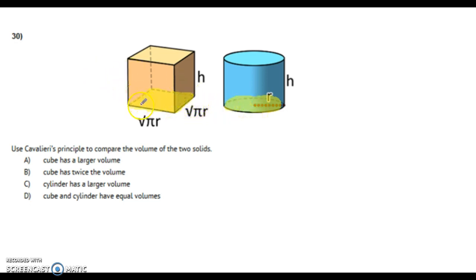So first I'm going to go over here to the cube. Each side length is the square root of pi times r. And to find the area of a square, sorry, we're not doing a cube, we're doing the area of a square, we would do the side length times the side length. So I'm going to do square root of pi times r times square root of pi times r. And this is going to give me the area of this square right here, just this one cross section from the whole cube.